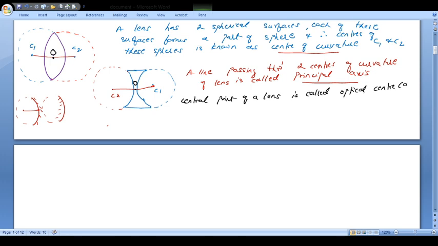And this is denoted by letter O. So here you will find the optical center. You will find that a line passing through C1, O, C2 is the principal axis. So this point is clear to you.